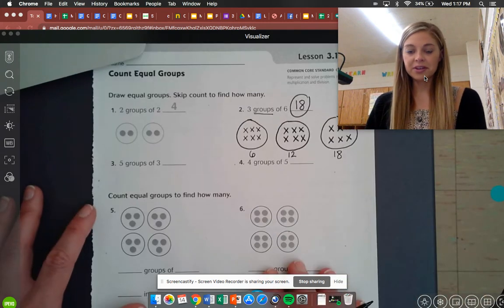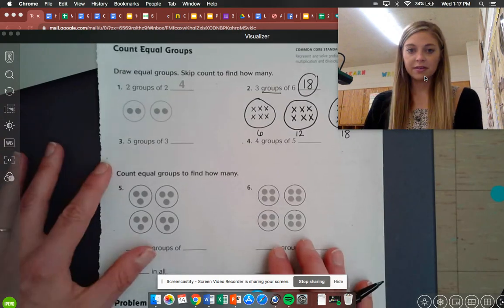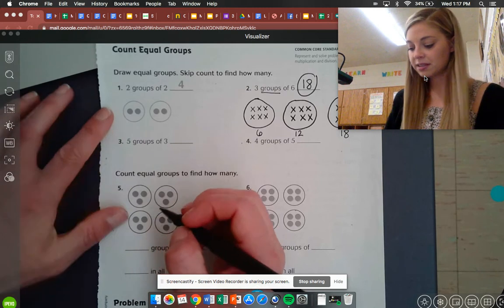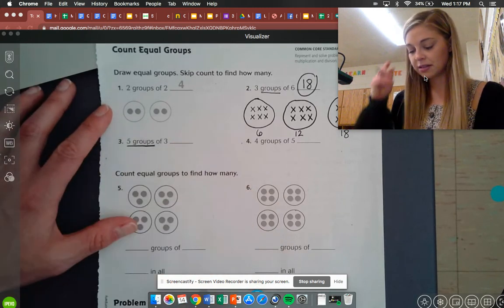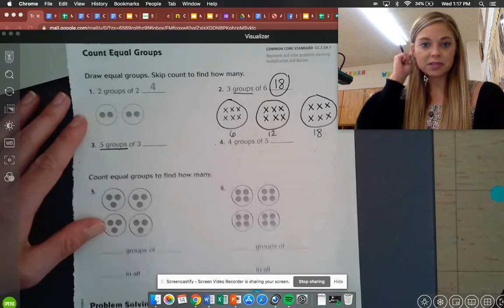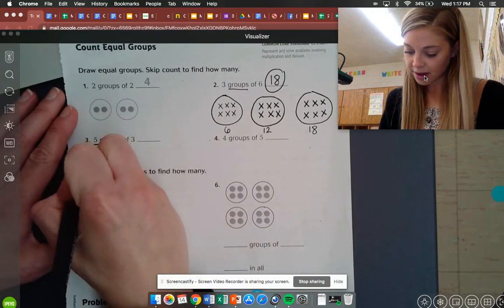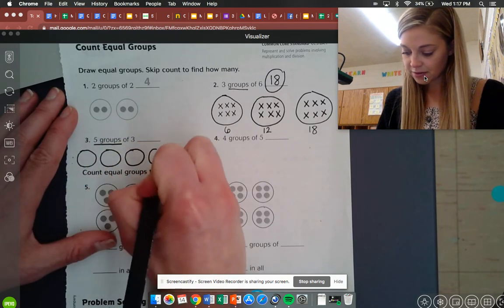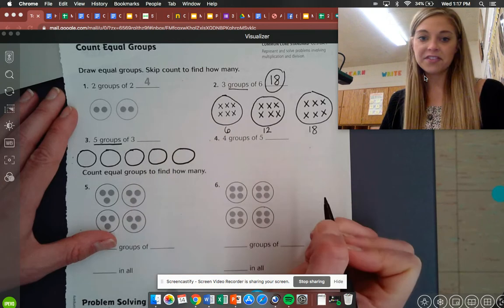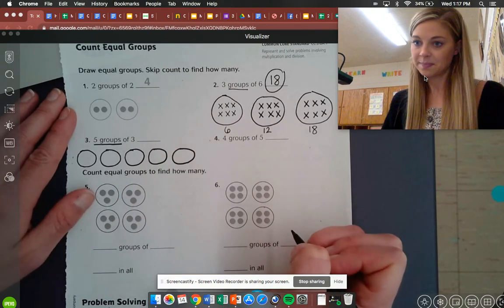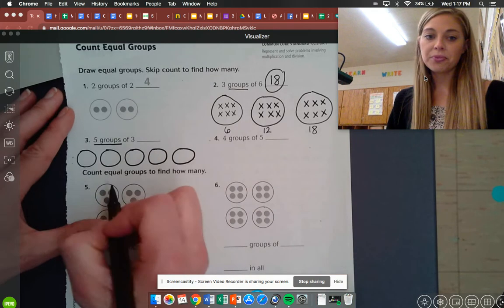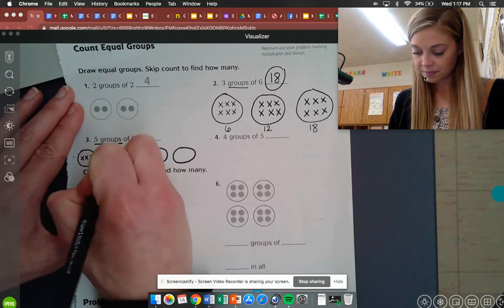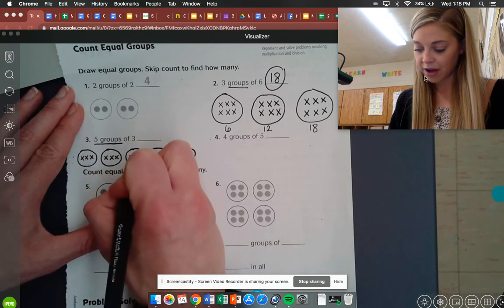Now let's go ahead and do number 3. 5 groups of 3. First, I have to draw my groups. So go ahead and draw 5 groups with me. 1, 2, 3, 4, 5. I like for my groups to be about the same size. Now I'm going to put 3 X's in each of these groups. Make sure you're following along with me by doing it on your own paper.